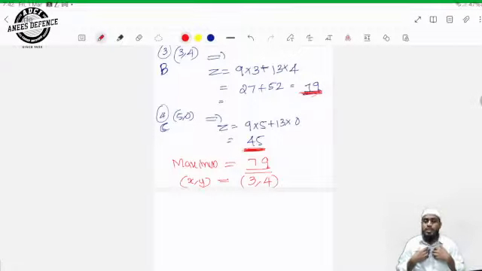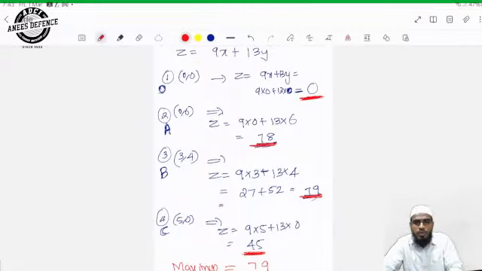So in order to get the maximum value for the objective function, which value for the parameter we have to choose? You can choose x is equal to 3 and y equal to 4. If you choose x is equal to 3 and y equal to 4, you will be able to maximize your objective function. If the question is minimize the objective function, what do you have to do?